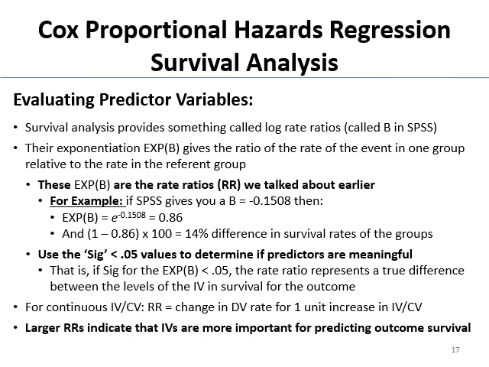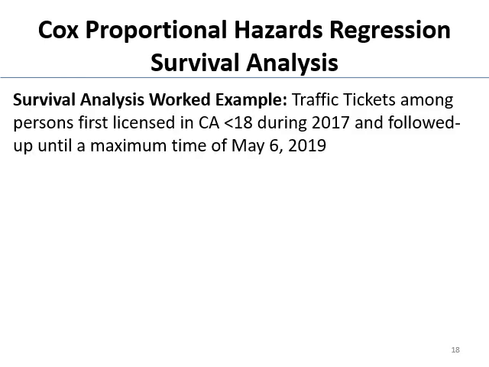So basically, how do you know what's a more important predictor variable? We'll look for larger rate ratios. Larger rate ratios indicate that IVs are more important for predicting the outcome's survival. So that's it. Let's do a worked example.